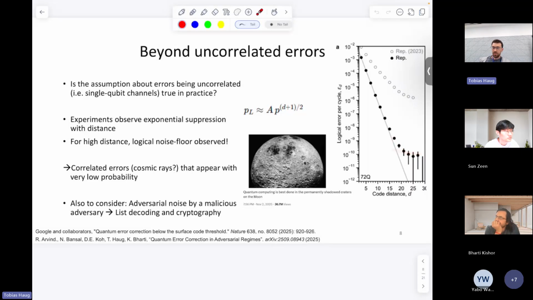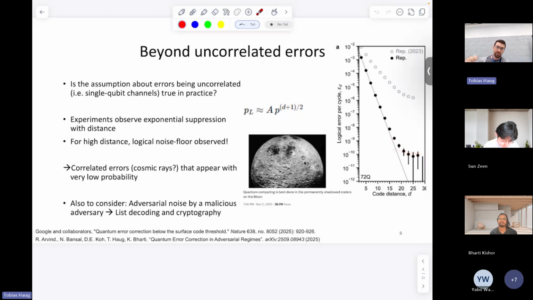And this has important implications. For example, it has been mentioned that quantum computing is best done permanently in shallow craters on the moon. This has been mentioned on a certain social media platform by a certain person. But given that on the moon there are a lot of cosmic rays and cosmic events because there's no atmosphere, this is probably not a good idea, at least with superconducting qubits. So there's a nice lesson we can draw from these experiments on how to perform quantum computing: you have to shield your system from cosmic rays as much as possible.